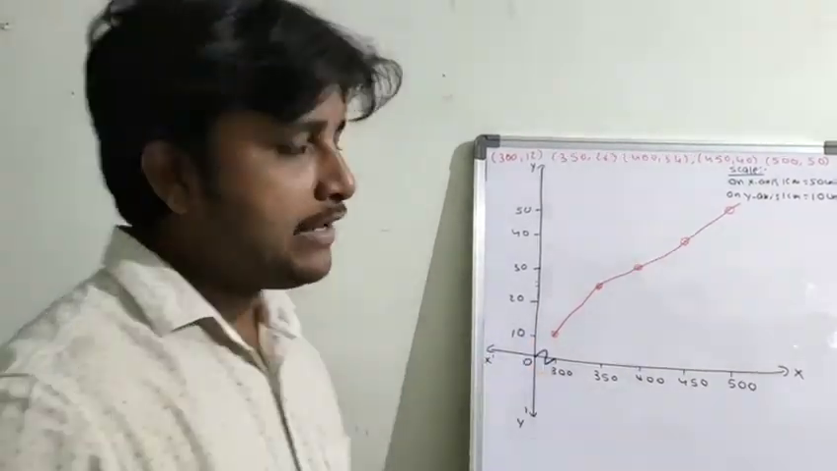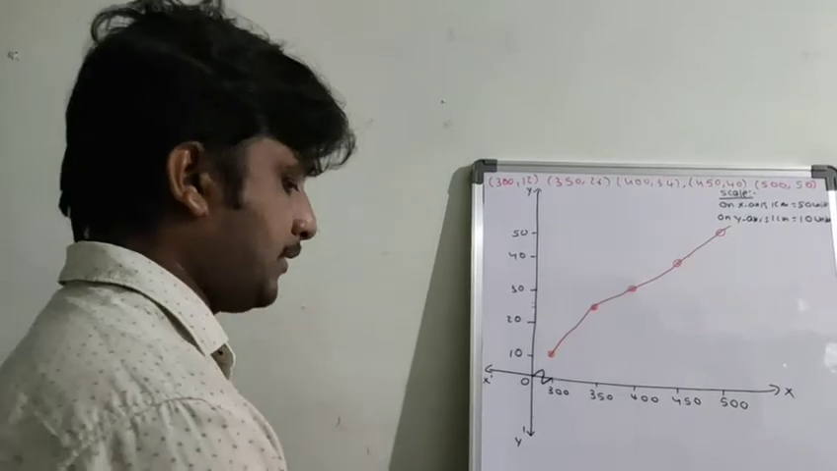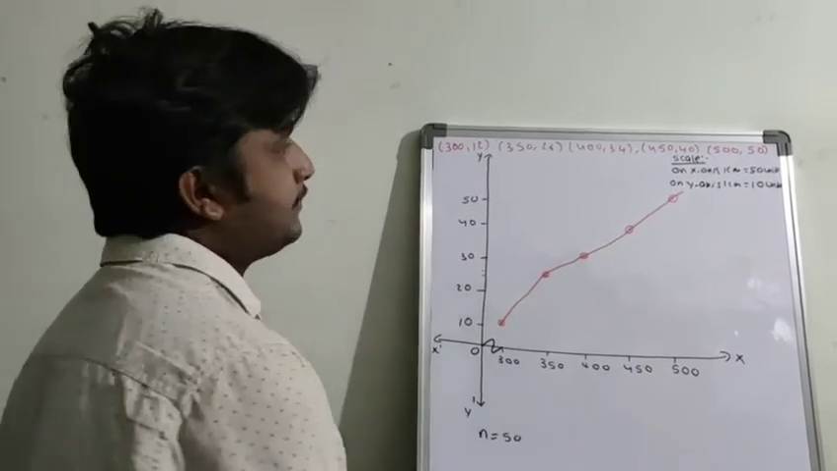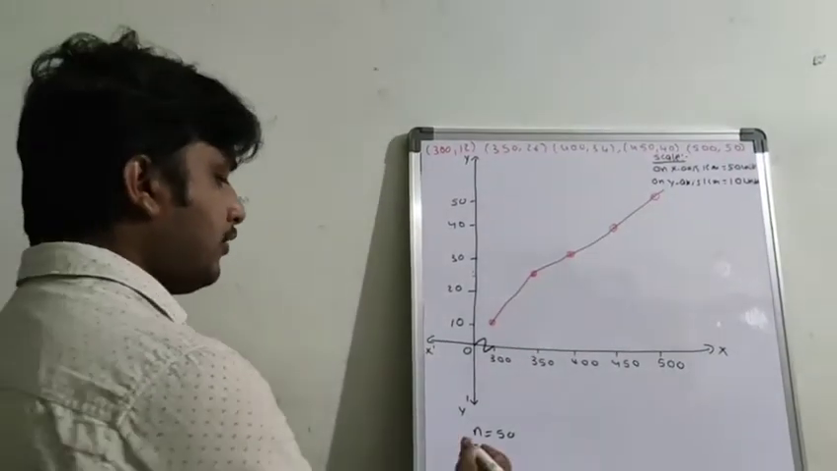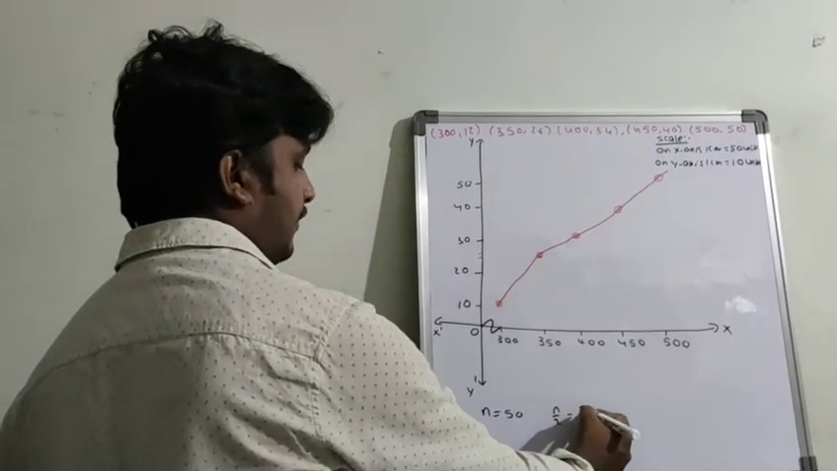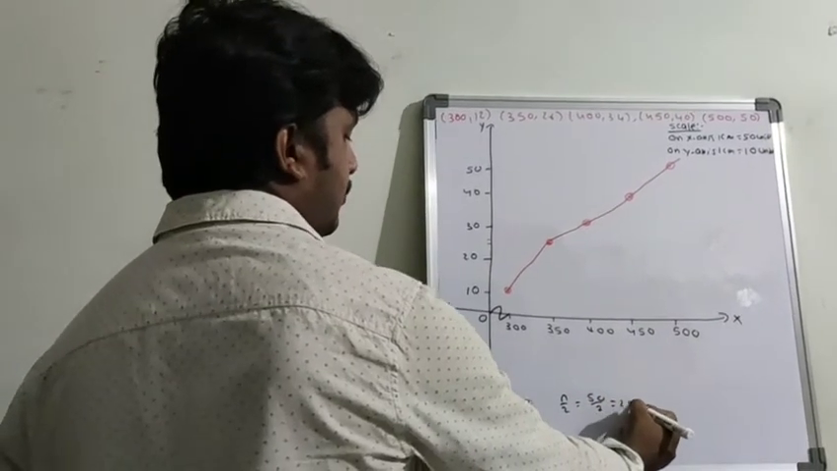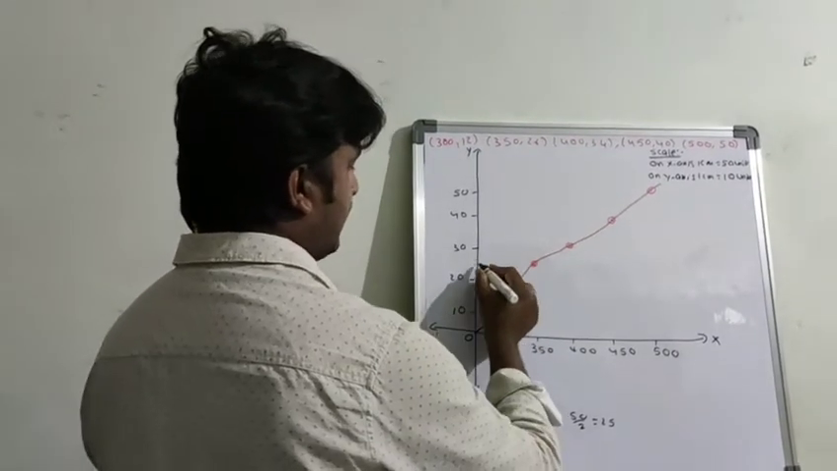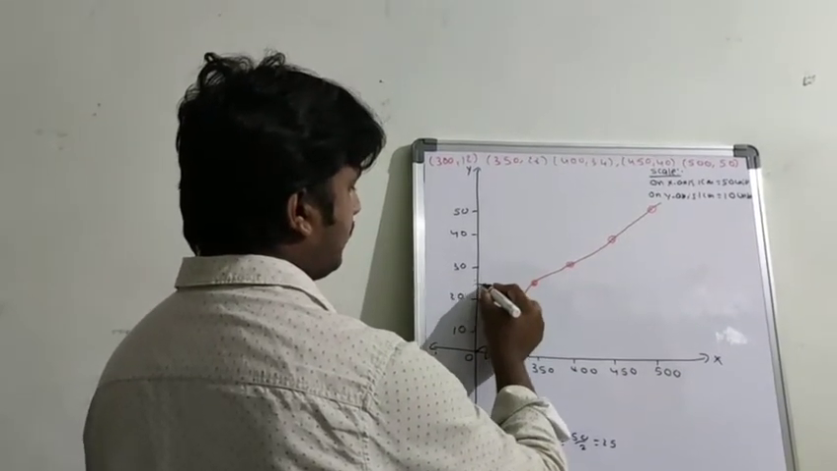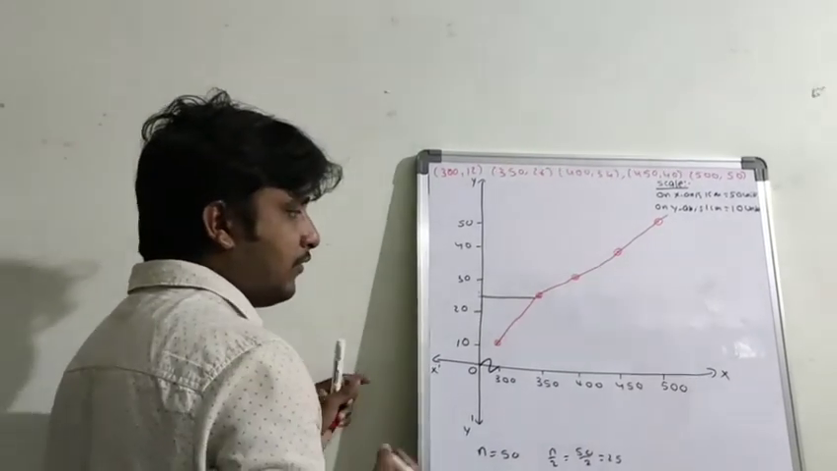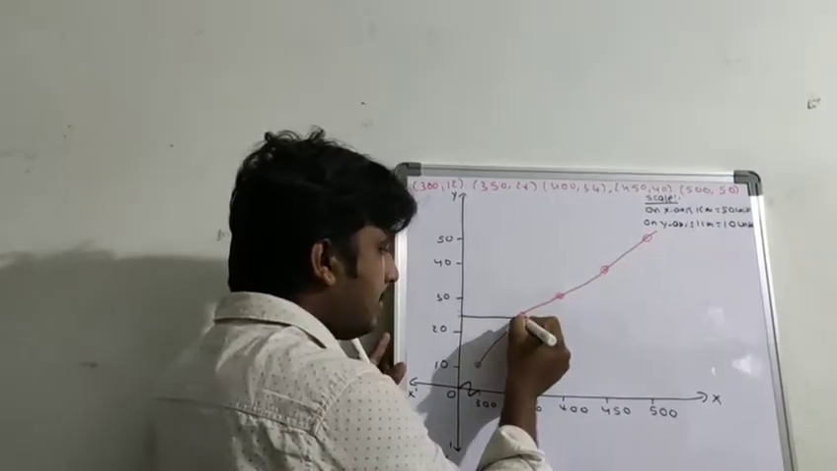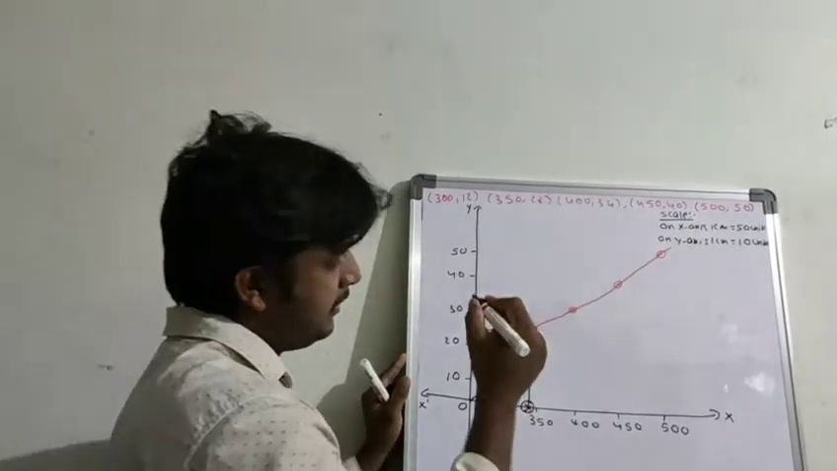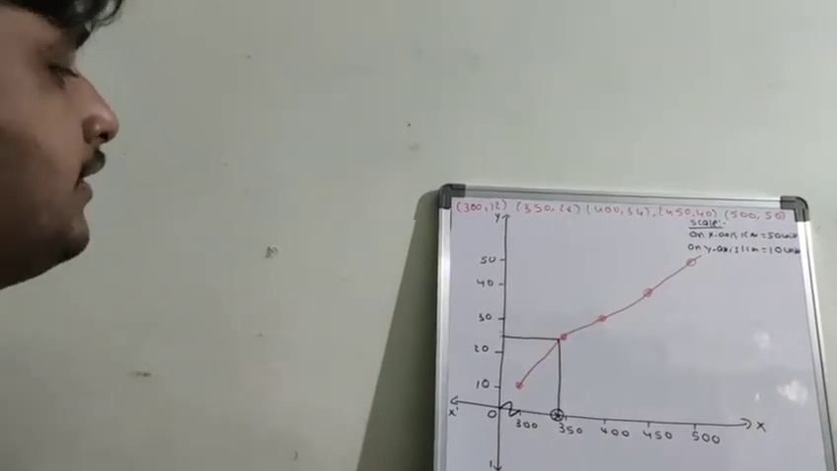But how to find the median value by using the Ogive curve? I will explain. N is the sum of all frequencies. Here we got 50. That N by 2 value you have to check. N by 2, 50 by 2, is 25. Now on the y-axis, where is 25? Here this is 25. From here you have to draw one line to the curve. From where it touches the curve, you have to draw one perpendicular line. Whatever value you get, this will be the median.